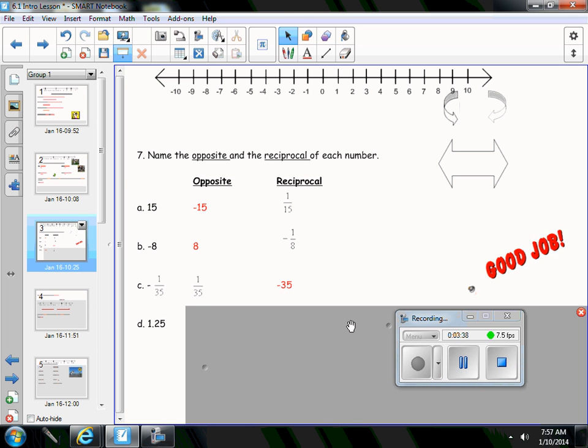Because if you put -1/35, its reciprocal would be -35/1. But you don't need to put the 1 for your final answer. So the opposite of 1 in 2500 is -1 in 2500. Then its reciprocal is 4/5.